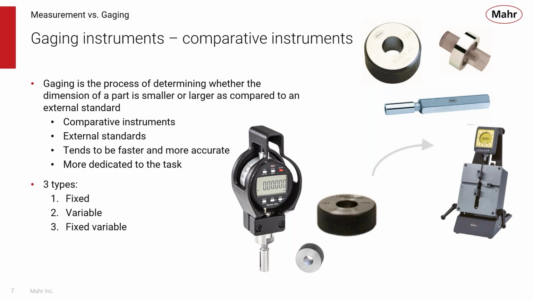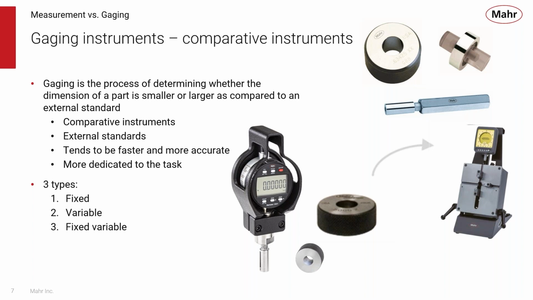When you're talking about gauging instruments, we typically have three different types: fixed, variable, and fixed variable. A fixed gauging instrument is something that does not move and does not change. Think of gauging pins, gauging rings, gauging discs. Basically, any kind of setting standard is a fixed gauge. Go, no-go pins would be an example of a fixed gauge.